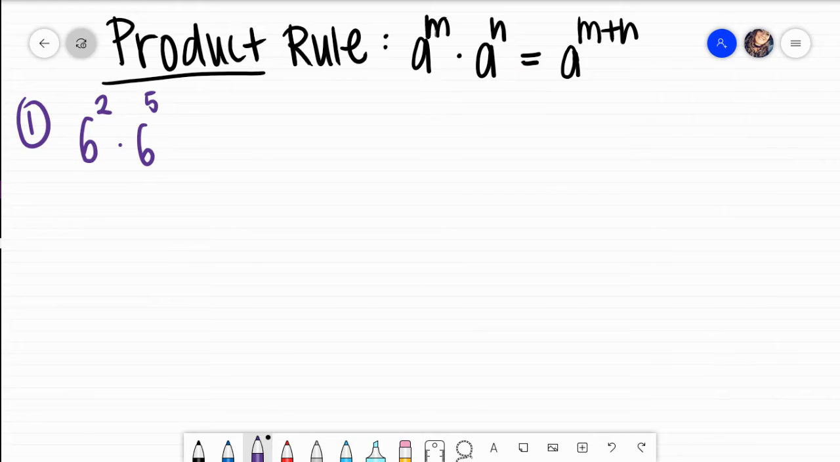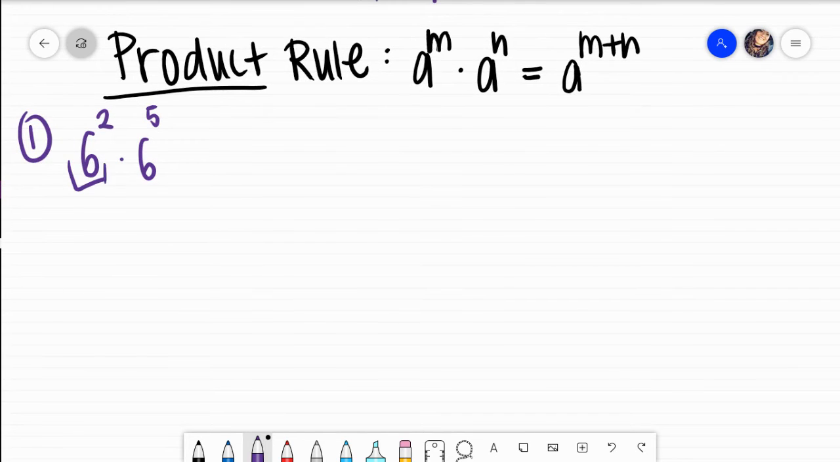Do you notice how the product rule states that if you have two terms and those a terms, whatever they may be, are the same, a is a? Here, 6 is 6. Those are the same. They have the same base. Because they have the same base, we look at the product rule, and it states: keep your base, add your powers. Keep your base, add your powers.